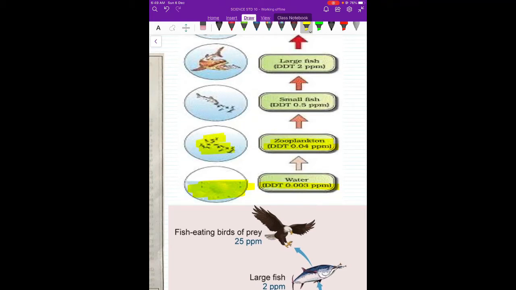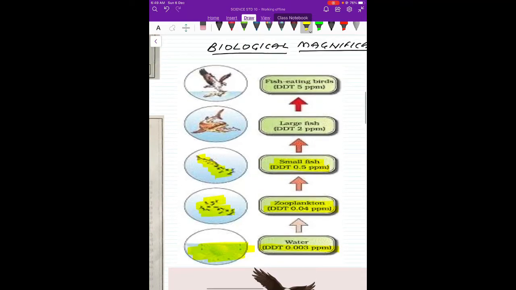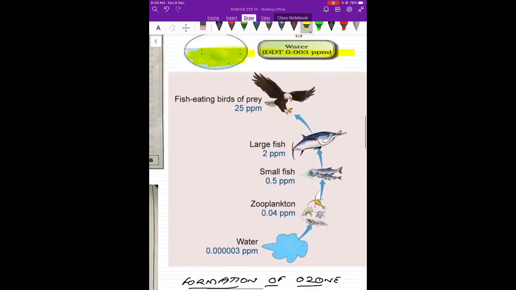Then these zooplanktons are eaten. Now this is an aquatic environment which we are talking about. These are eaten by small fish. If you can see, the DDT is 0.5 ppm, 0.5 parts per million. Now the small fish are eaten by the big fish. It has risen to 2 ppm, and these are finally eaten by fish eating birds, 5 ppm. So we have started from 0.03, we have entered 5 ppm. This is called biological magnification.